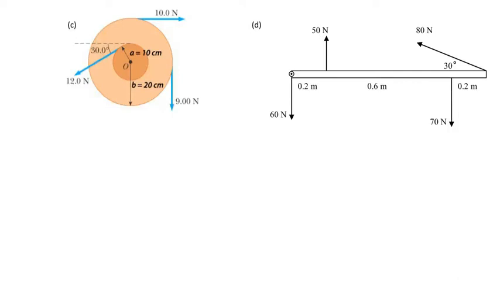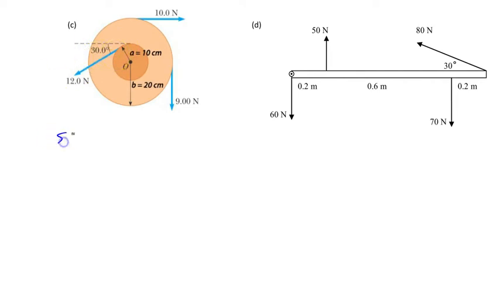Welcome to example 1C and D. In part C, we have a round disk that is rotated, well, we don't know which way it's going to rotate actually. What we know is that we have a 10 Newton force being applied here tangentially, a 9 Newton force being applied here tangentially, and then a 12 Newton force here also acting at 30 degrees to the horizontal, but it's also acting tangentially.